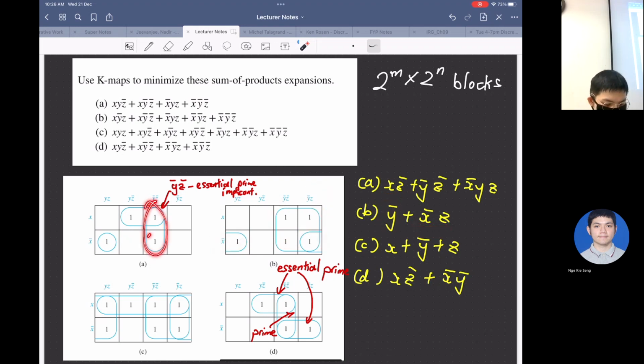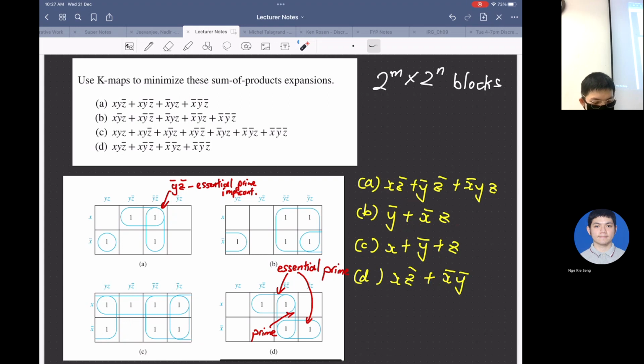How many blocks will reflect how many min terms you get in the simplified form. How about for C? For C, you have 1, 2, and then 3 blocks to cover the ones. The horizontal block will reduce to x. This block here will reduce to y bar, and then the other block will reduce to z.